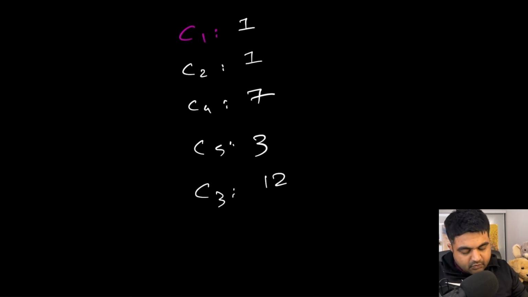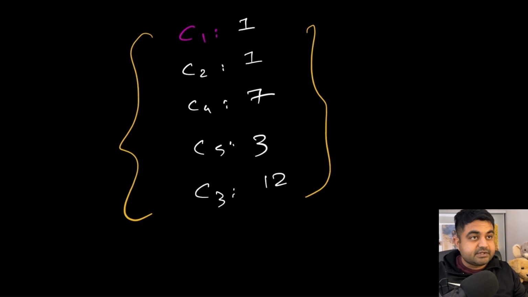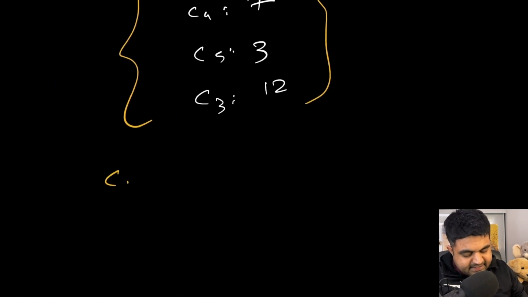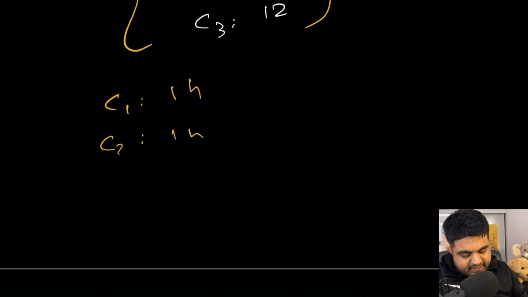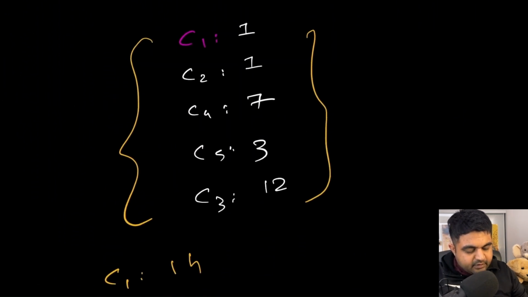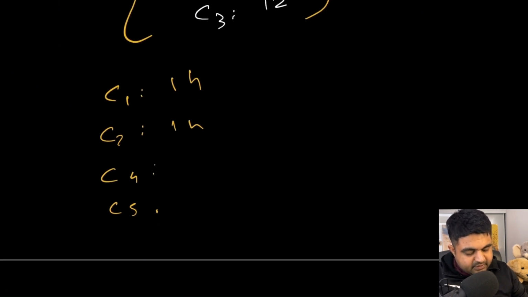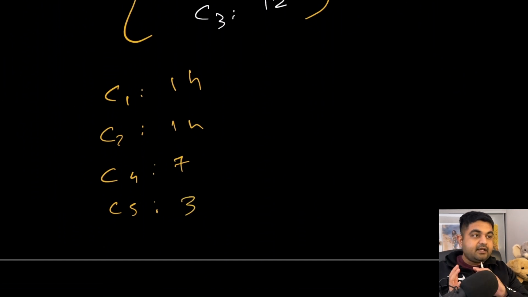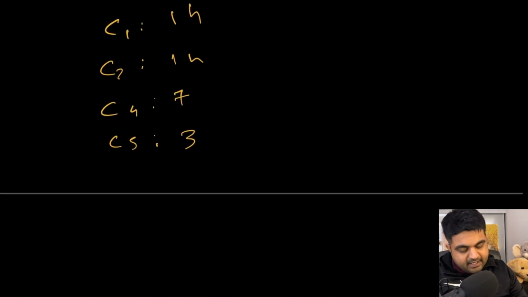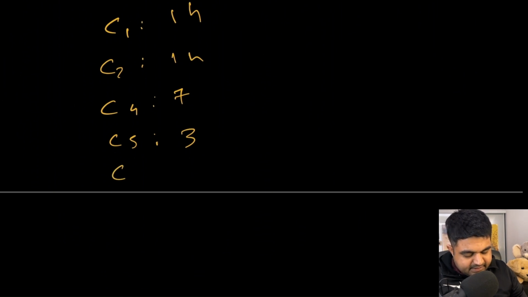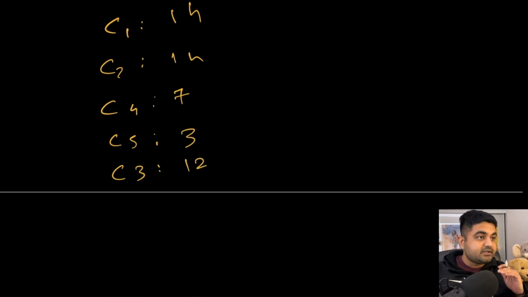Now let's sort this given list based on the position of the cars, which means once again C1 is at the correct position and C2 is also at the correct position. Both times are 1 hour and 1 hour. Then we have the cars C4 and C5. For car C4, it is going to reach at the 7-hour mark, and car C5 should reach at the 3-hour mark if there were no cars ahead of it. And the last one is the C3 car, which is going to take 12 hours to reach the destination.